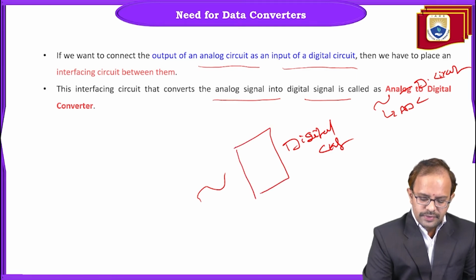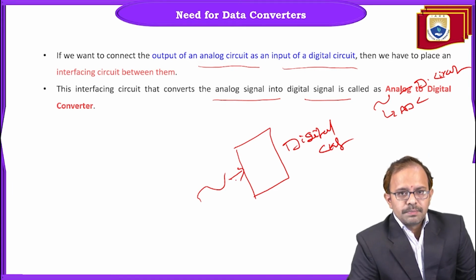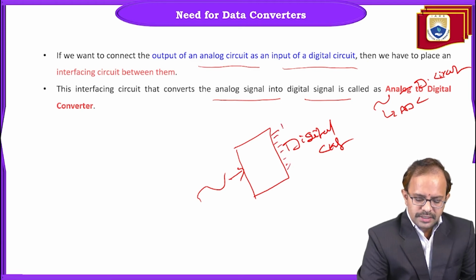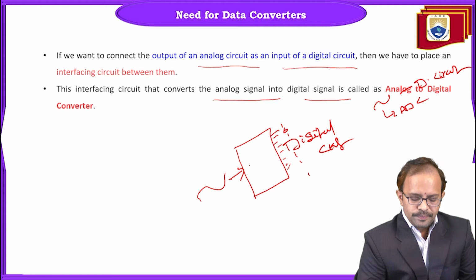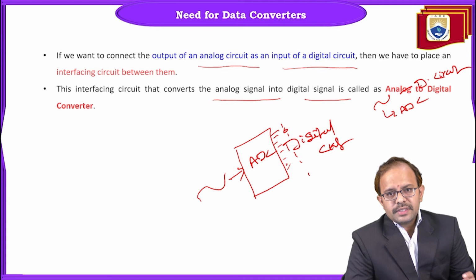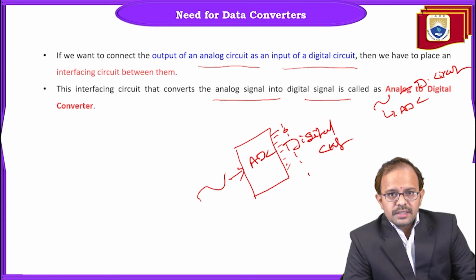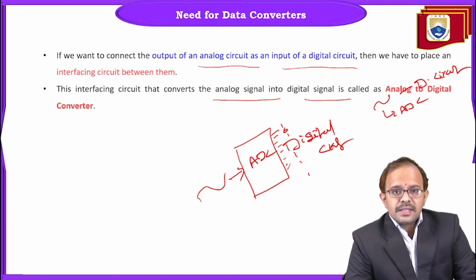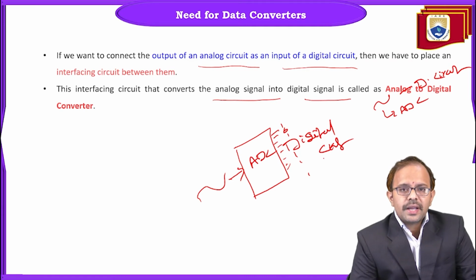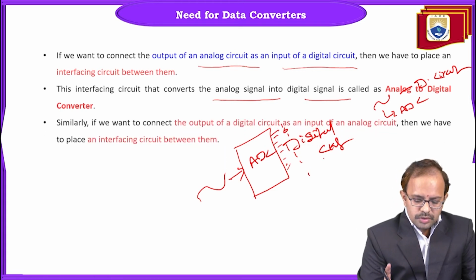So here is an interface. This interface takes this analog signal as input and will convert the data into binary, nothing but digital, ones and zeros. So this interface is called ADC, right? The interface which converts the analog signal to digital is called ADC. So this is the requirement. Unless I convert this analog signal to digital, I cannot process it or apply the signal to the digital circuit. And similarly, look at the other end.